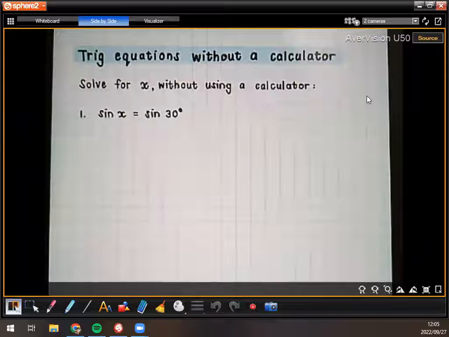It's recording now. All right, trig equations without a calculator. So you can start by writing that down, please.